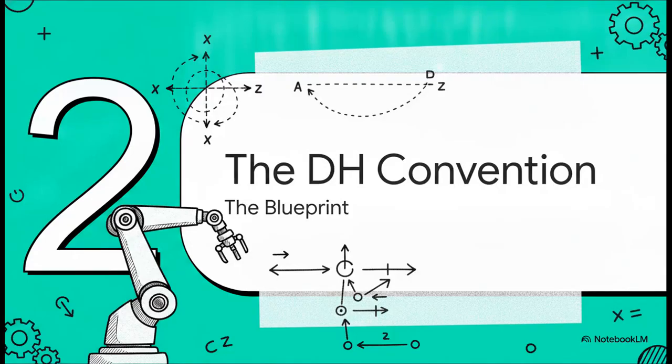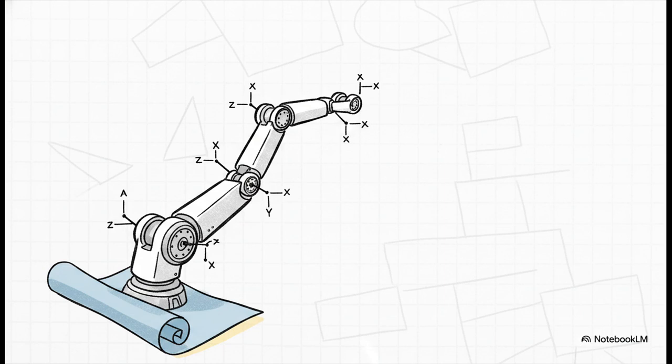Which brings us to Section 2, the Denavit-Hartenberg convention, the blueprint. But how do engineers and programmers actually standardize and write the math for all these wild 3D movements? We have to take a quick trip back to 1955. Jacques Denavit and Richard Hartenberg introduced a convention that literally changed the game for spatial linkages. Before they came along, tracking the relative movement of all these twisting, turning joints was just incredibly chaotic. They created a standardized blueprint, a universal math language really, that lets us attach coordinate reference frames to each specific link in a robotic chain.